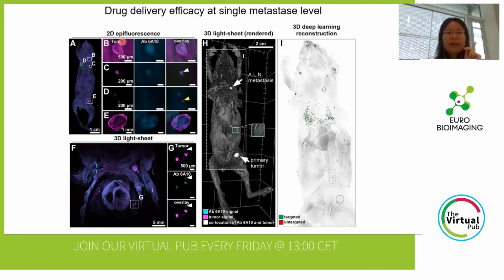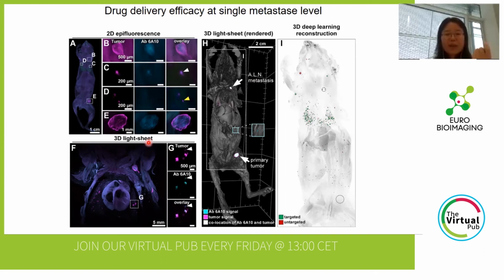And with the 2D fluorescence microscope, we can already see that the tumors show with the magenta color, and the antibody signal shows with the cyan color. We can see that there is colocalization related to the lymph nodes, and also in other parts of the lung. But we also identified some of the metastasis without any antibody signal. That means this metastasis is not targeted by the therapeutic antibody.